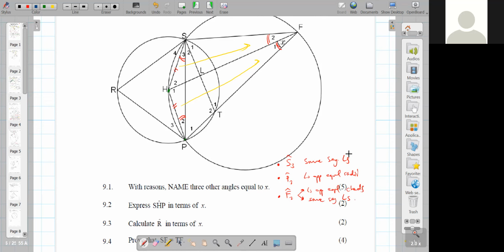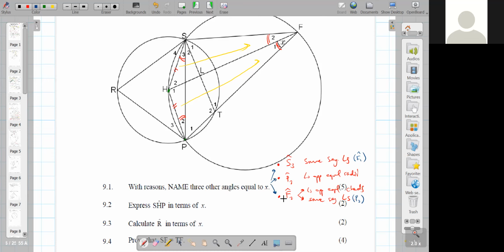Okay, remember first one, S3, we thought about F1, and then to get F2, we thought about P2. Okay, same segment angles. So we got 3 possible other angles equal to X. Can we have more? Maybe not. They ask 3 anyway. So that's 1, 2, 3.